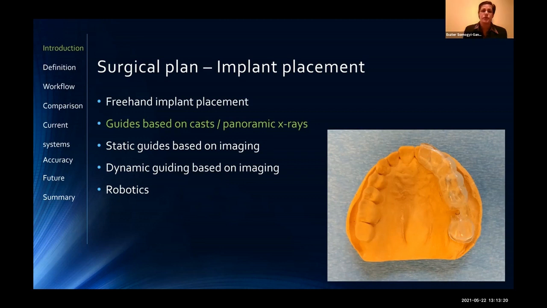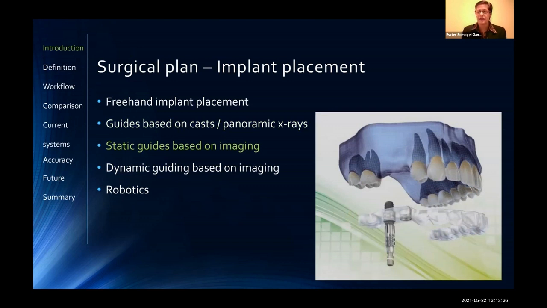Then another option that we can do to have prosthetically driven treatment planning is to fabricate surgical guides based on casts or panoramic x-rays. In today's day and age, this can be very well done with 3D printed guides, just like the previous speaker has introduced it. And then a little bit more of an involved design is when the guides are actually based on imaging and correlated to the bone. So in this case, we are going to have a virtual plan, a virtual implant placement, and a very accurate guide manufactured based on this.